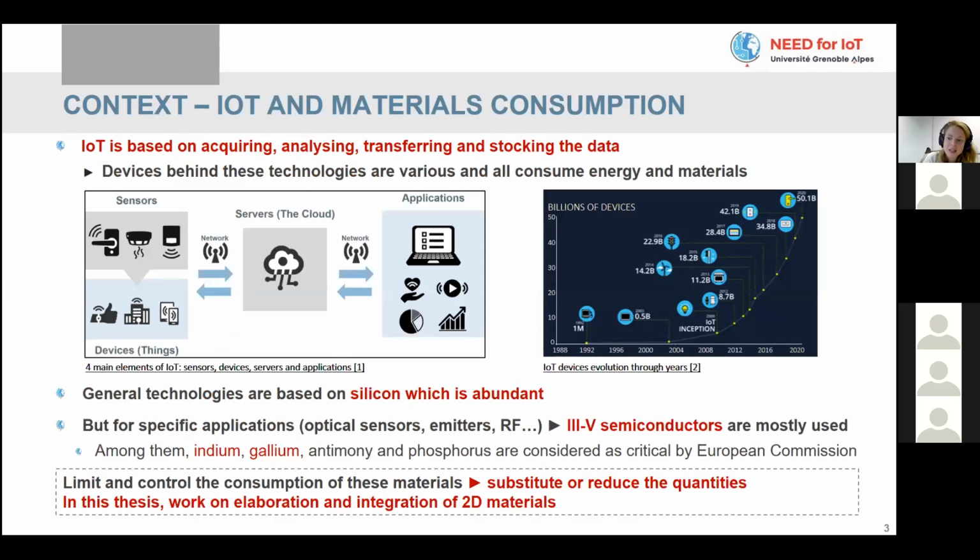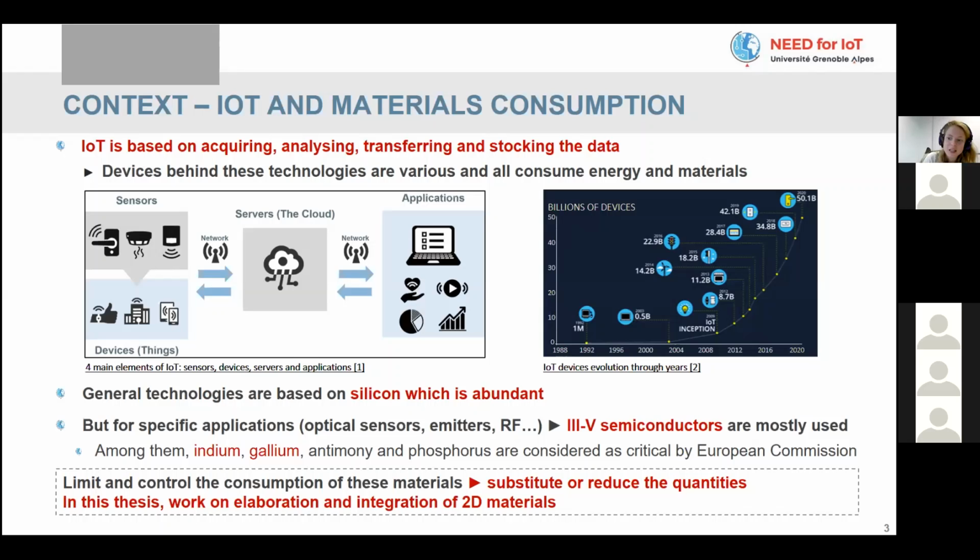As you have seen in the video before, the IoT is everywhere, and the number of connected objects evolves year after year, and it creates a lot of demand on material supply. Basically, IoT is based on acquiring, analyzing, transferring, and stocking data, and to do that, we need technologies using energy and materials. The general technologies are based on silicon for the microelectronic industry, but for specific applications, we need other kinds of materials. Specifically for optical sensors, emitters, RF, for example, we need 3-5 semiconductors.